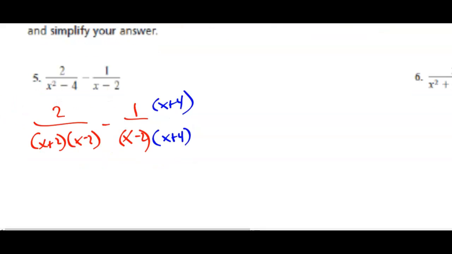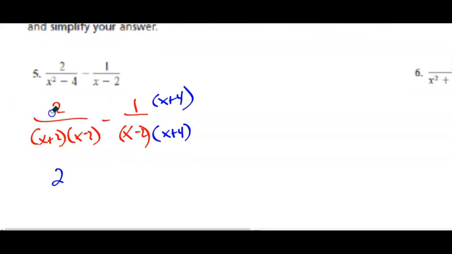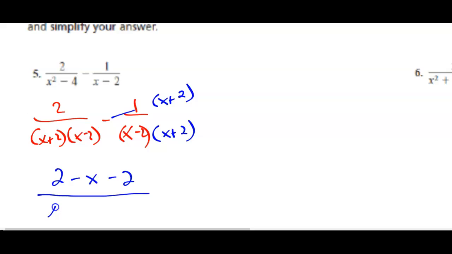Okay. So that gives me 2 right here, 2 minus, this is a negative 1 right here. So negative 1 times x is negative x, and negative 1 times 2 is negative 2. Why did I write 4? I don't know why I did that, y'all. I'm so sorry. This should not be 4. This should be plus 2. I'm tired, I guess. So negative x minus 2. There we go. All over our common denominator.